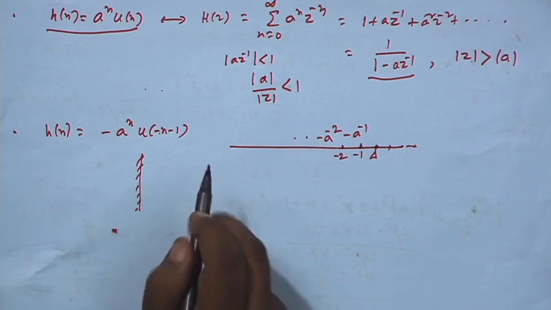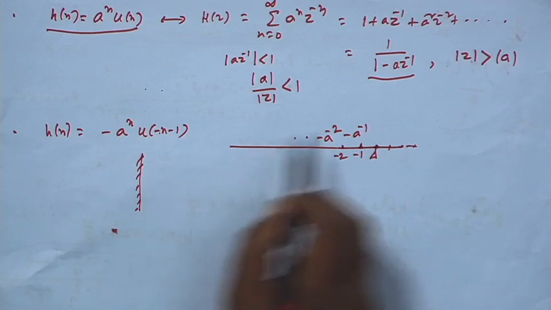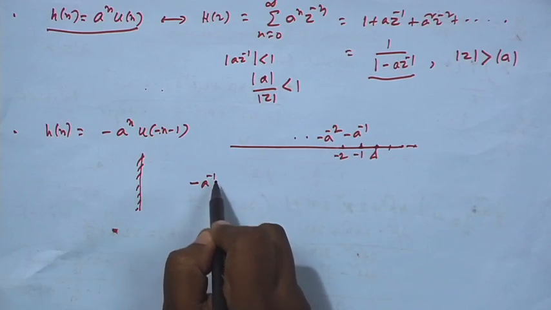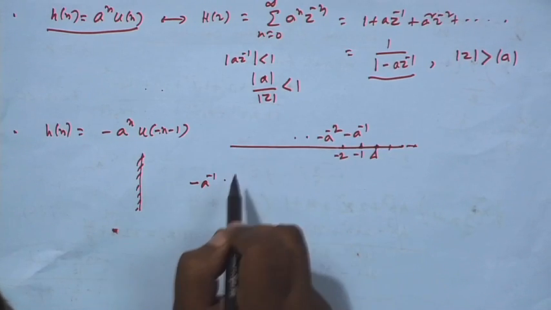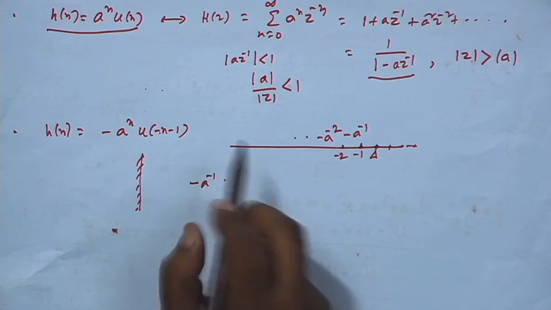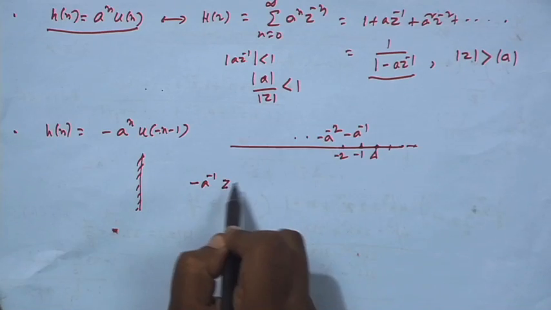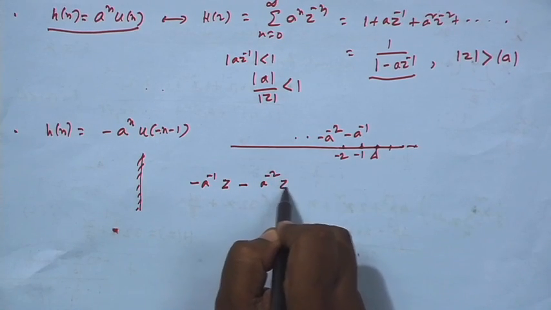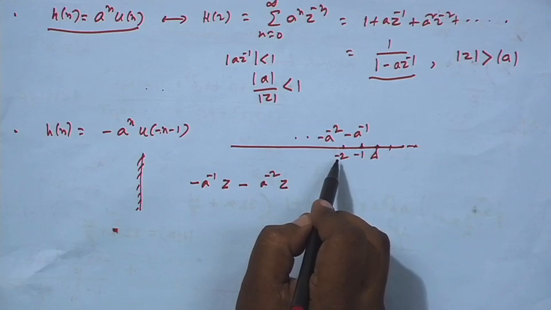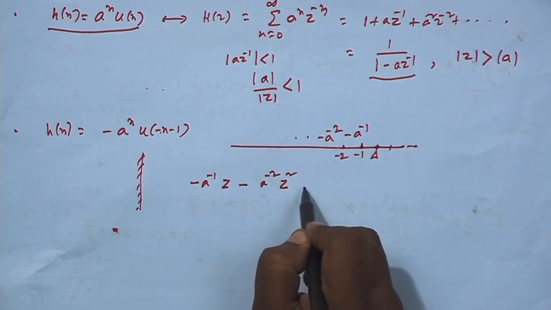So, its Z transform, if you write the expression now, will be minus a inverse; you have to start from here. In the Z transform formula it is z to the power minus n, but n is minus 1, so it will be z to the power plus 1. Then minus a to the power minus 2 times z to the power minus n, where n is minus 2, so minus minus plus z square.